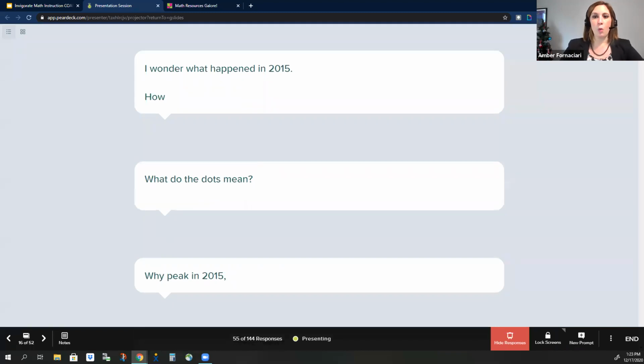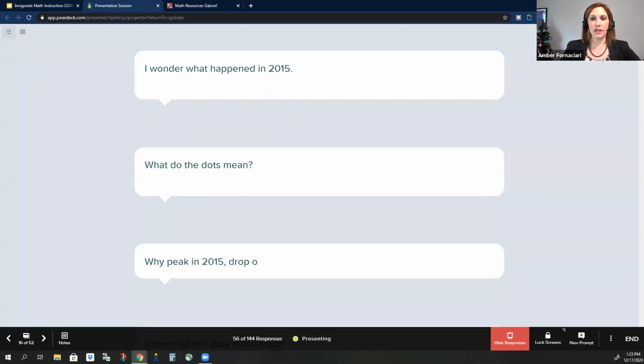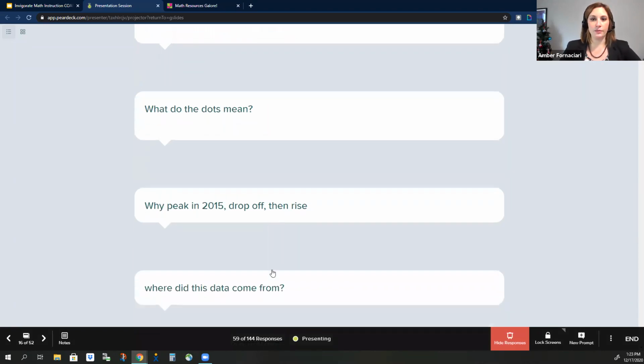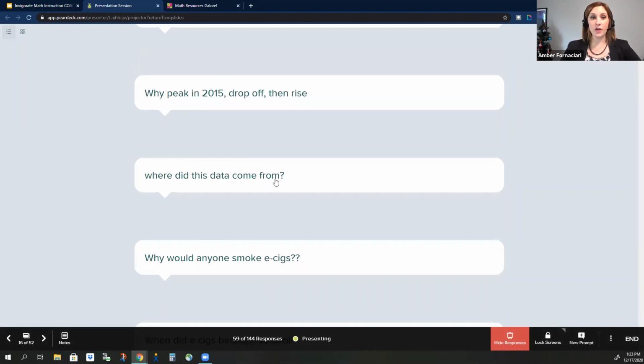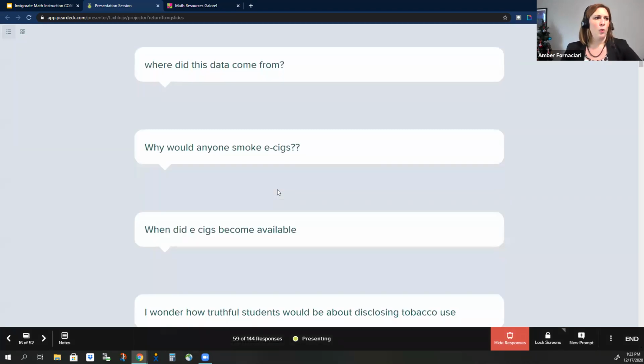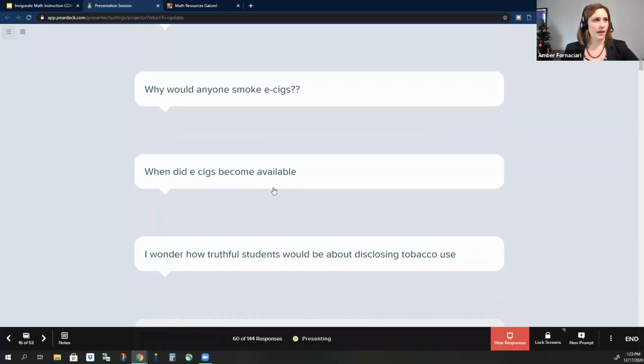Oh, I love it. Why does it go up between 2017 and 2018? I wonder what happened in 2015. What do the dots mean? Why peak in 2015 and then a drop off? Where did the data come from? Thank you. A critical thinking question our students need to ask. Why would anyone smoke e-cigs? Yeah, for sure. When did they become available? Oh, there's a question.